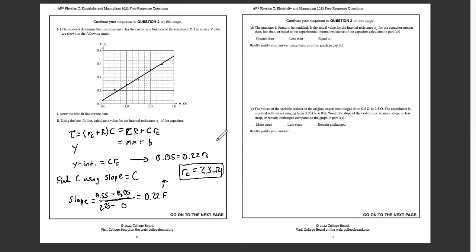All right, moving on to the next page then, we have 2 parts left. The ammeter is found to be non-ideal. Is the actual value for the internal resistance less than, greater than, or equal to the experimental internal resistance calculated in part C? And the answer to this would actually be less than. Why is that? It's because the ammeter being non-ideal implies some low non-zero resistance that we did not account for.